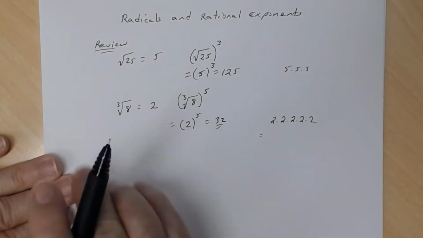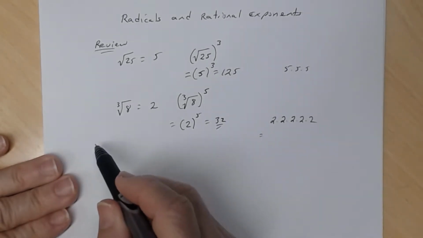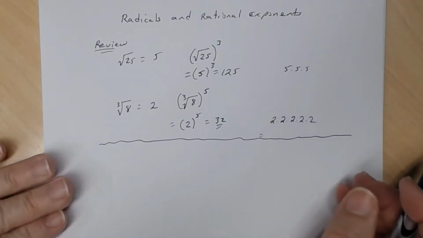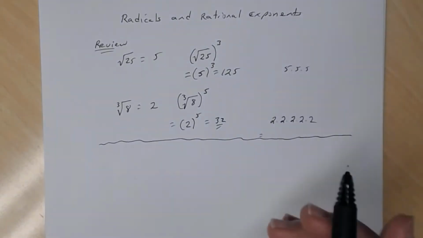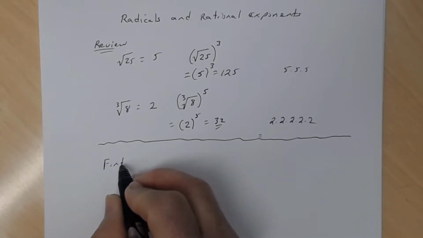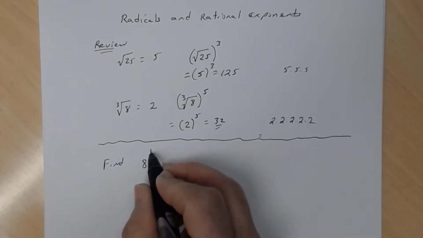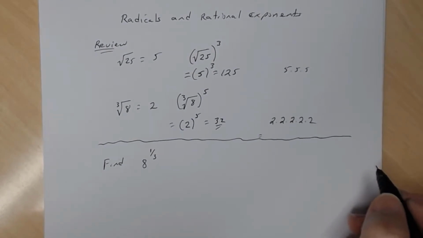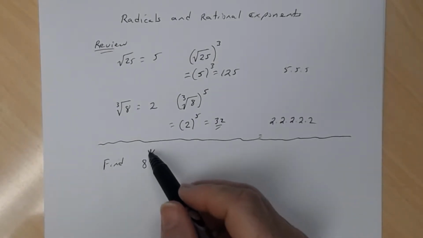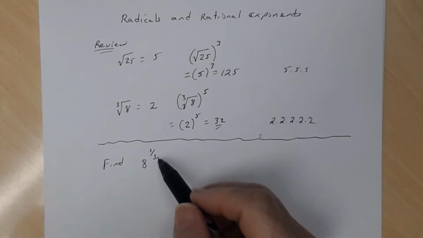All right, so that was a review that we're going to need in a few minutes. We're going to go back to this in a few minutes. But what if I wanted to know this? What if I wanted to find 8 to the 1/3 power? Notice that in this case, my exponent is a rational number. It's written as a rational number, 1/3.